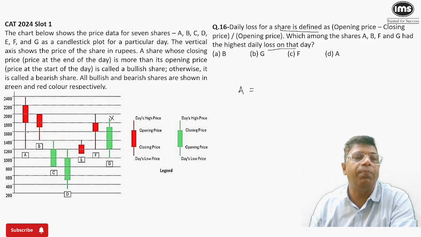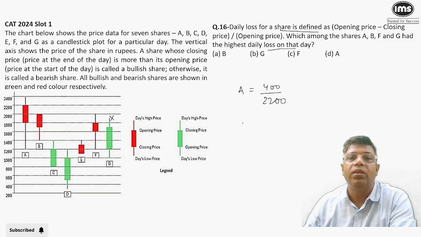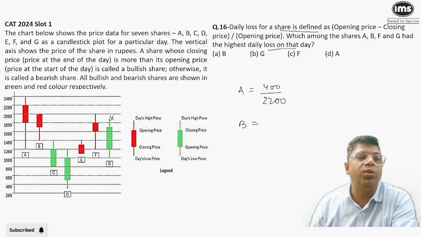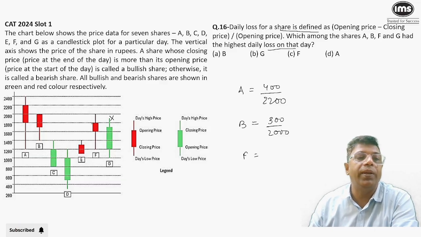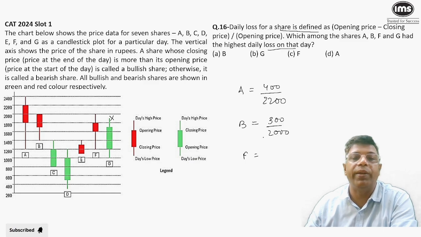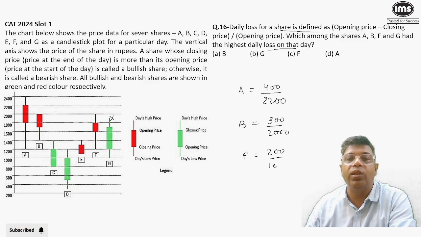A's opening price is 2200, closing is 1800, so there's a loss of 400 divided by 2200. Talk about B. Opening price is 2000, closing price is 1700, so a loss of 300 over the opening price of 2000. And what about F? F opening price is 1800, closing price is 1600, so making a loss of 200 divided by the opening price of 1800. So now you can say which value is the highest daily loss.